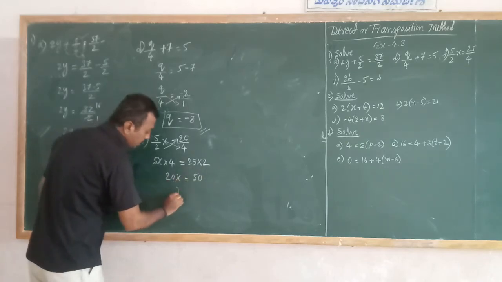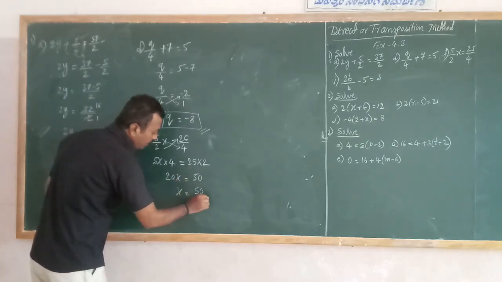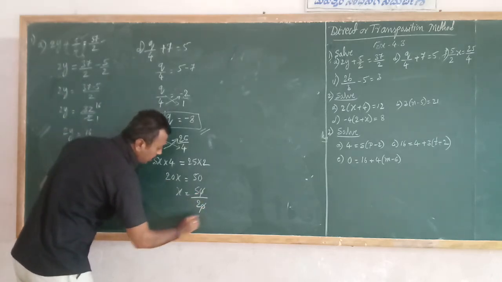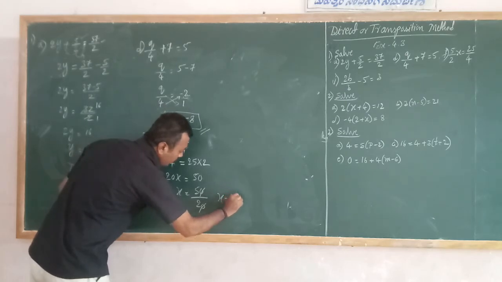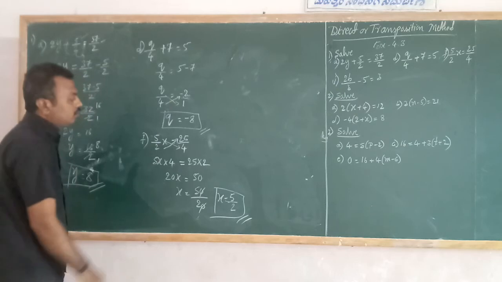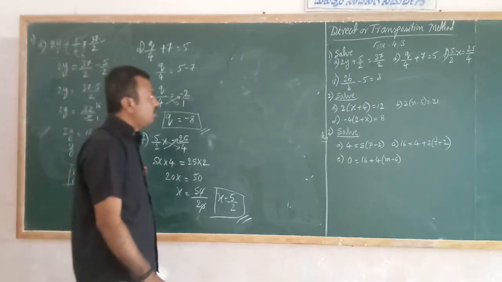Now I want x. x is equal to 50 upon 20. So the 0 and 0 get cancelled. What is the remaining x value? x is equal to 5 by 2. That's all. The value of x is 5 by 2. Understood? So very simple, students.